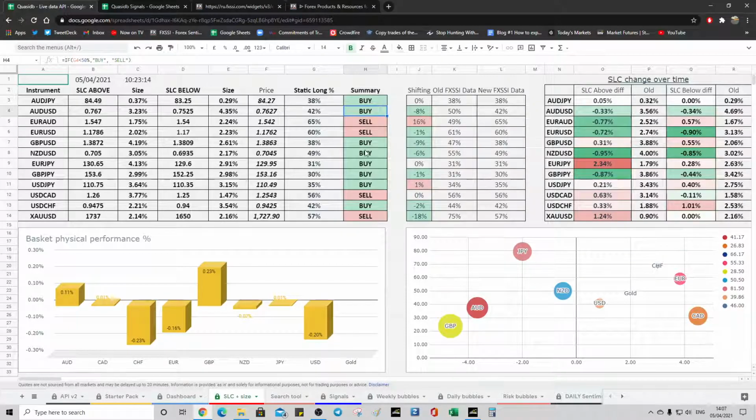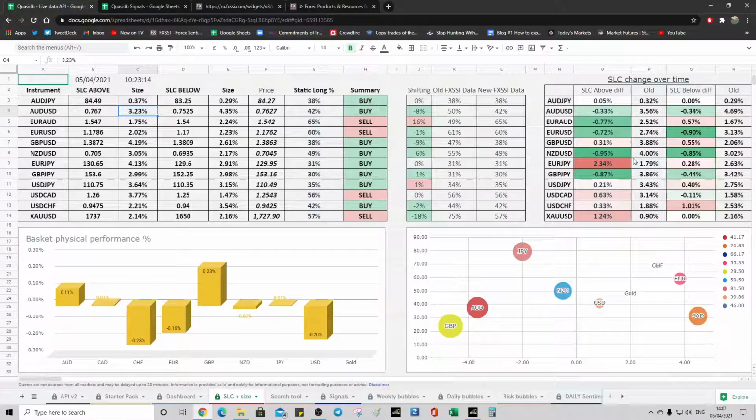This is the low level. And then we've got the fundamental logic. So if you want to be a bit contrarian, you could target the one below. But really, logically, we should be targeting this one for all those reasons I explained. Okay, and so the SLC change over time.